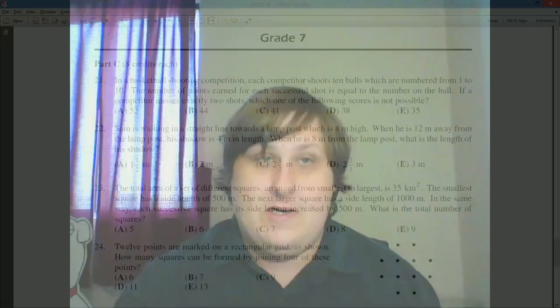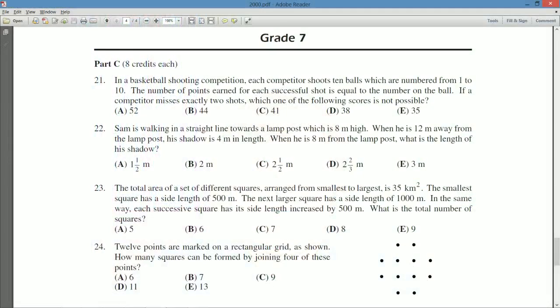So we're on to question 21 in this video. How about we take a look at that together? Hopefully you've already tried it. So what does question 21 say? In a basketball shooting competition, each competitor shoots 10 balls, which are numbered from 1 to 10. The number of points earned for each successful shot is equal to the number on the ball. If a competitor misses exactly 2 shots, which one of the following scores is not possible?